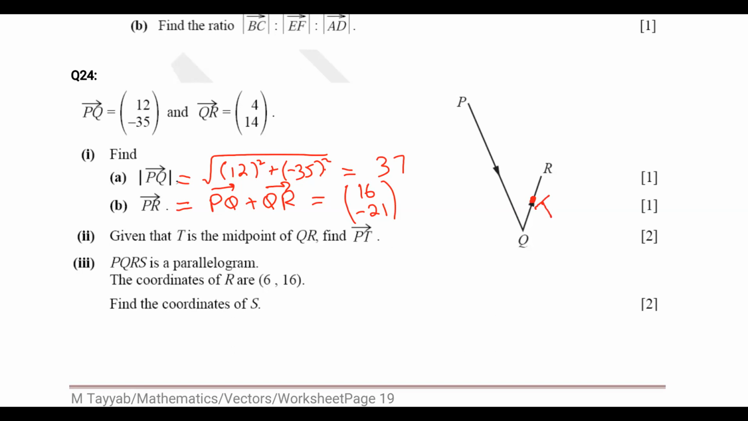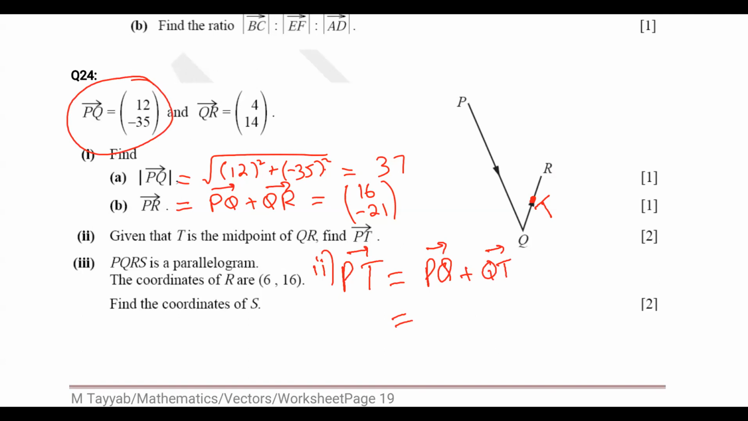Now we have to find vector PT. The path for the vector PT is P to Q and then Q to T. So PT is equal to PQ plus QT. What is vector PQ? See here, your vector PQ is 12, minus 35.